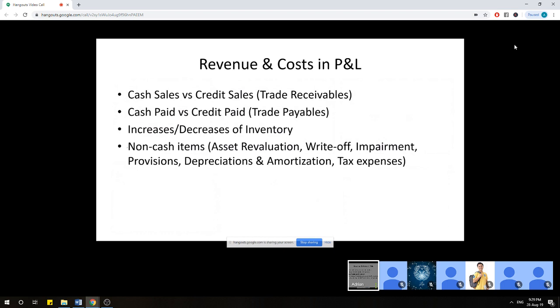So all these non-cash items are booked under the P&L instead of the cash flow because they did not incur true cash value.